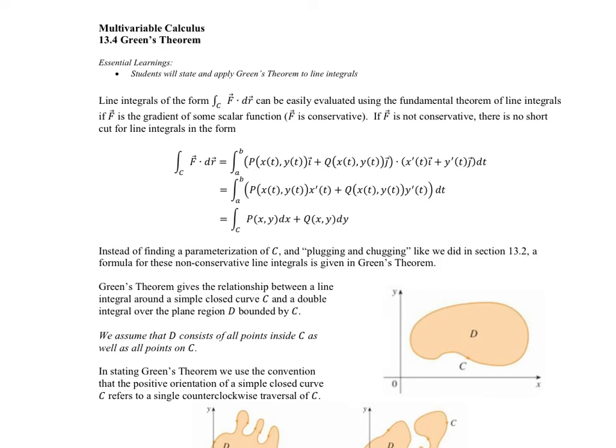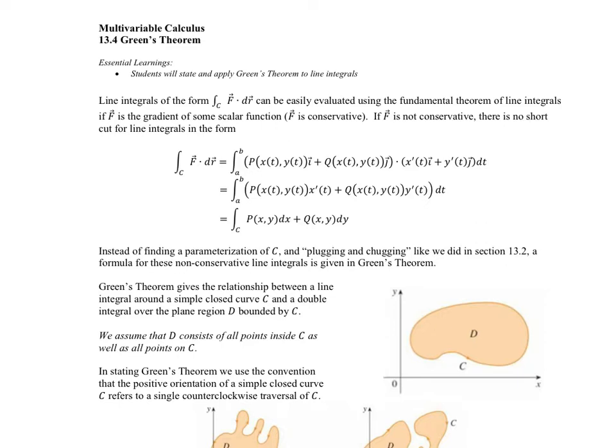Okay, this is section 13.4, and this is Green's theorem. And Green's theorem is basically one possible shortcut to a line integral. So when we think about line integrals, we could use techniques from 13.2 where we convert all the variables to x, or convert all the variables to y, or possibly convert all the variables to t in order to analyze and evaluate the line integral.